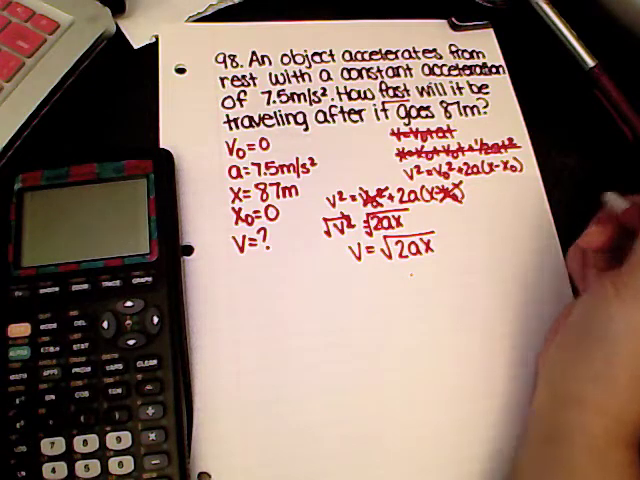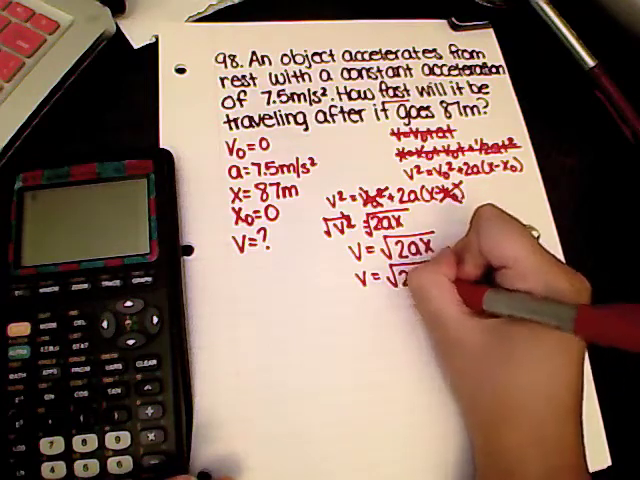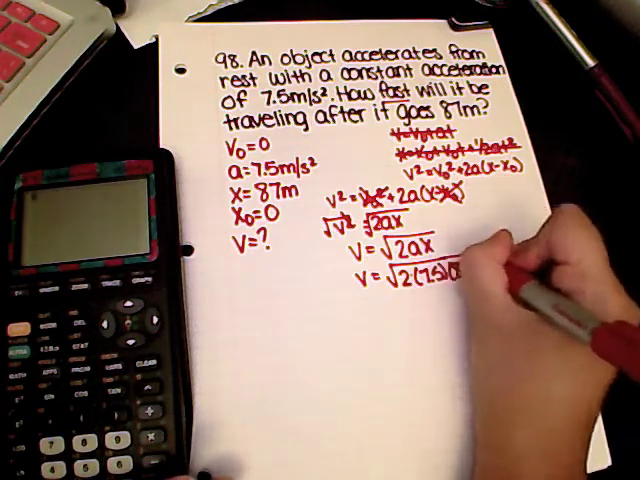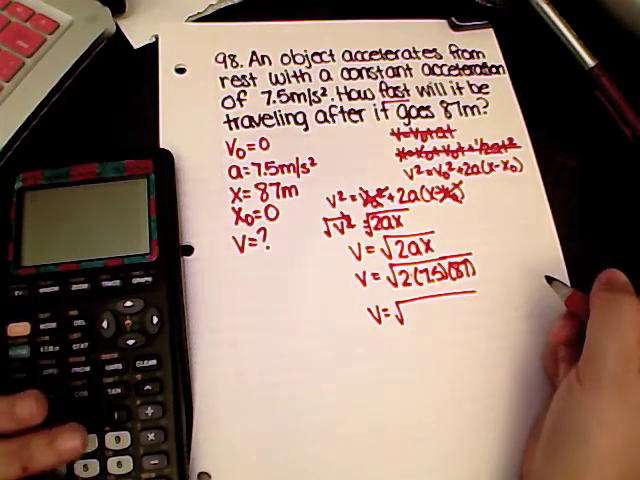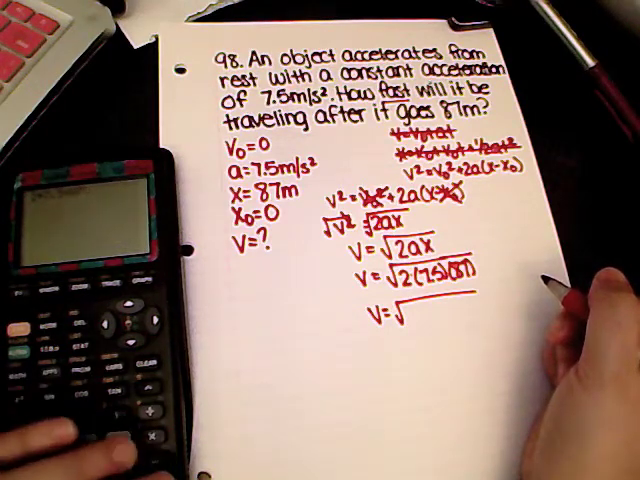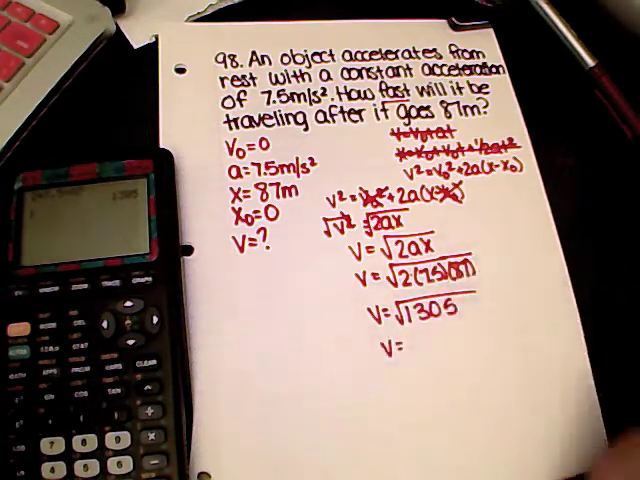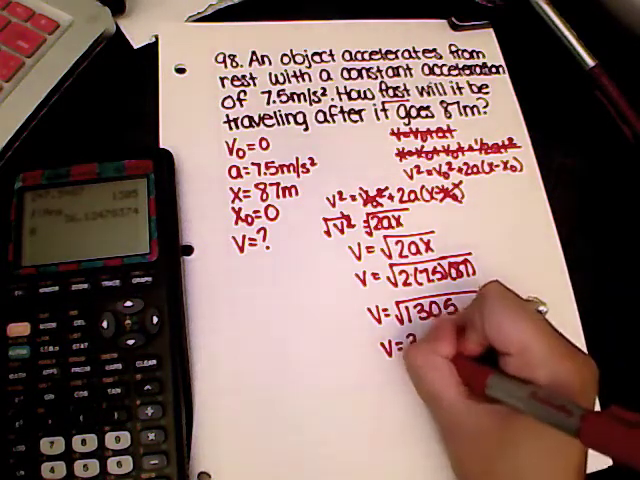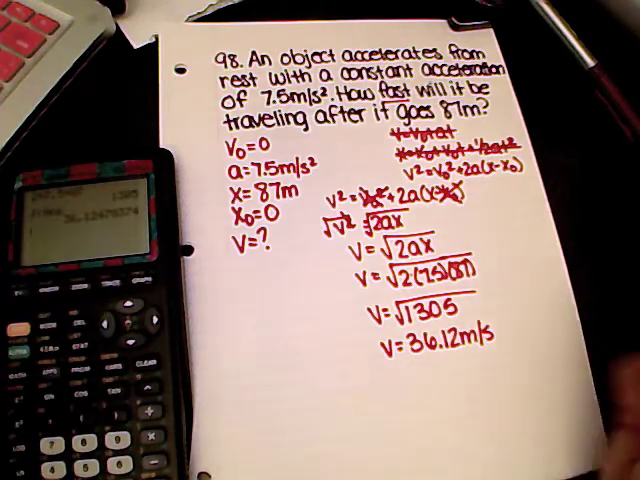So now that v is by itself, all we have to do is plug in the numbers. So we have v equals the square root of 2 times 7.5 times 87. Next, we just have to multiply straight across. So 2 times 7.5 times 87 gives us 1,305. And then we just have to remember to take the square root. So the square root of that answer equals 36.12 meters per second. And that's how you solve that one.